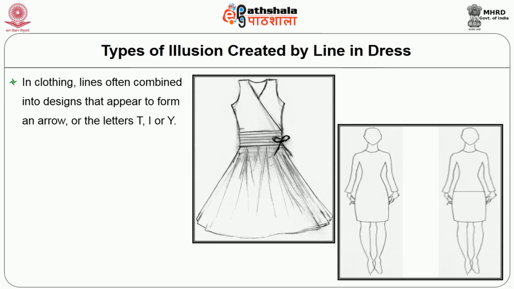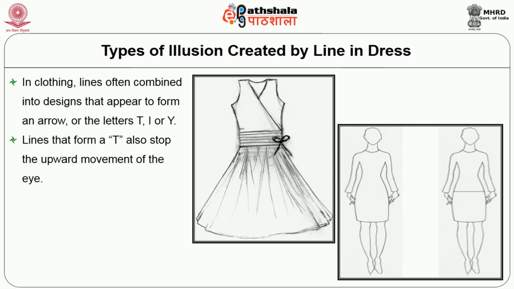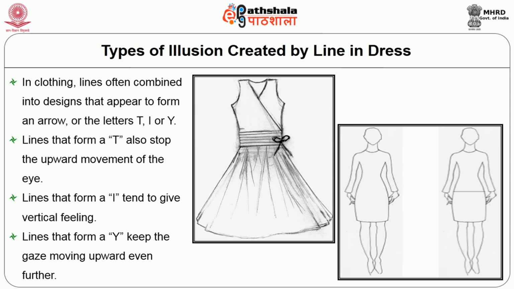In clothing, lines are often combined into designs that appear to form an arrow or the letters T, I or Y. Lines that form T also stop the upward movement of the eye. Lines that form the letter I tend to give a vertical feeling. Lines that form the letter Y keep the gaze moving upward even further.